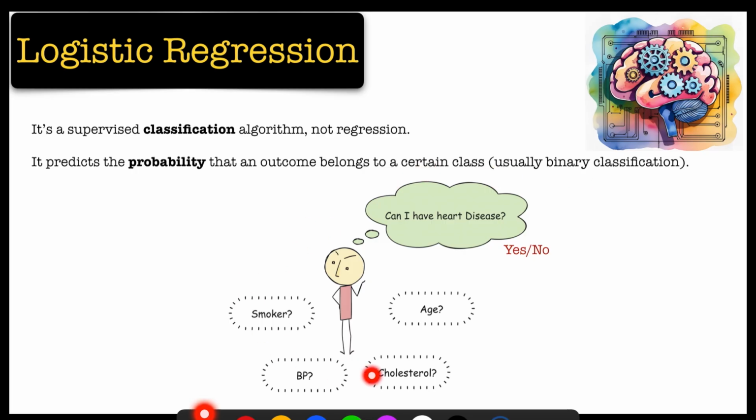So consider one small example here. For this person, we are given a few pieces of information, like if this person is a smoker, what is the age of that person, and if he or she has BP or cholesterol. Given this information, we are trying to predict whether this person can have heart disease or not. So this is the type of binary classification we'll be doing using logistic regression here.